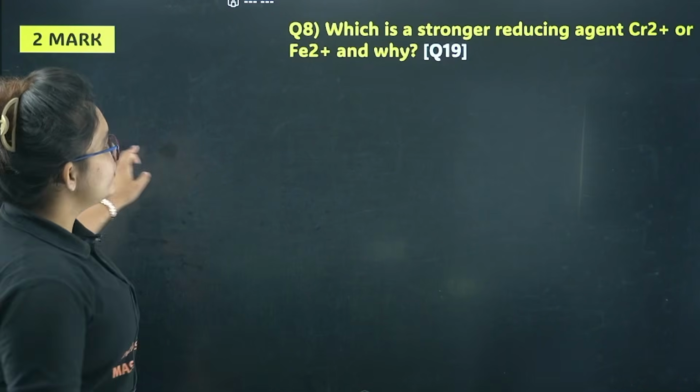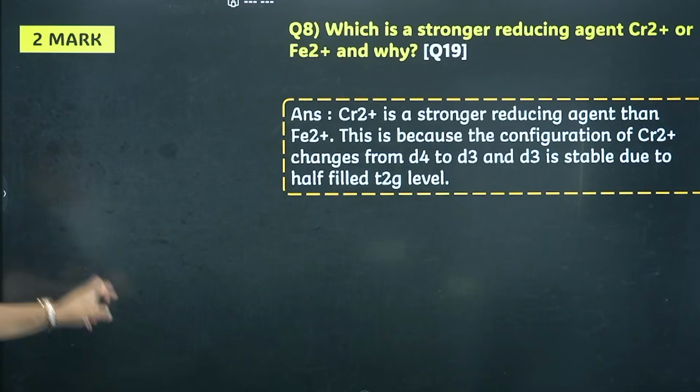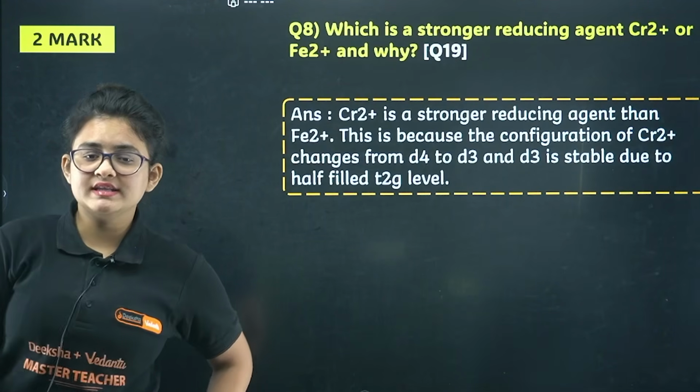Let's proceed. Which is a stronger reducing agent, Cr2+ or Fe2+, and why? Definitely Cr2+ is going to be a much stronger reducing agent than Fe2+.